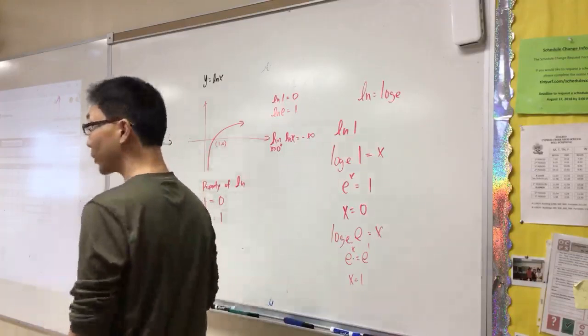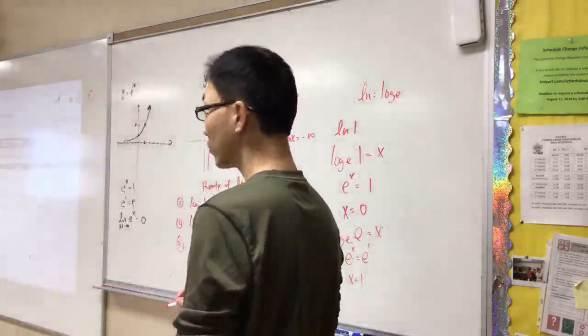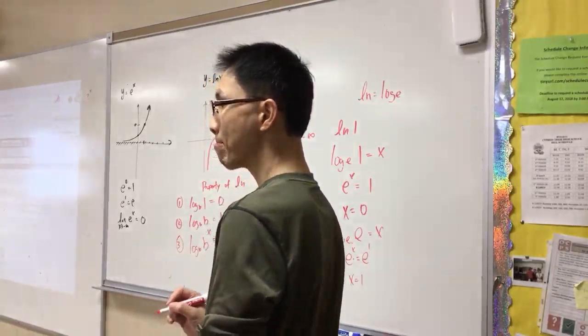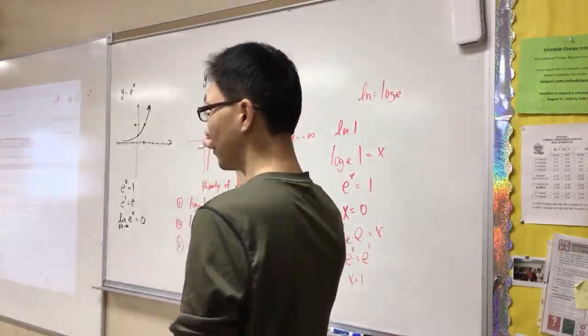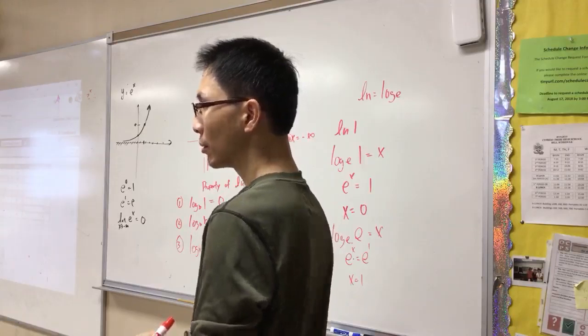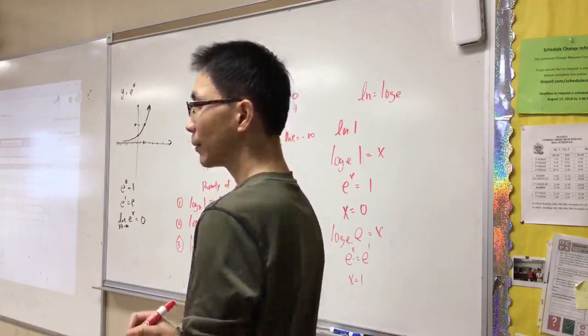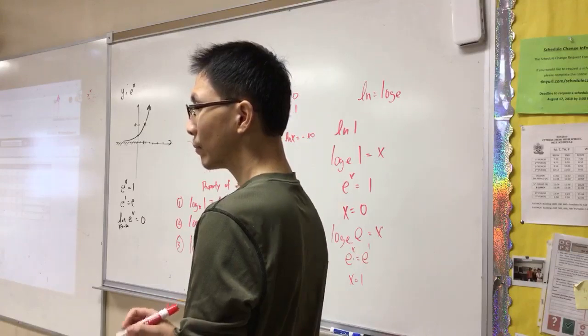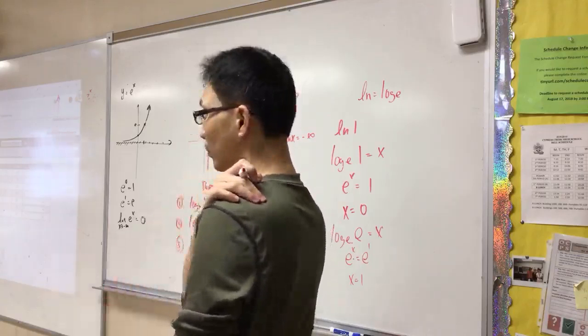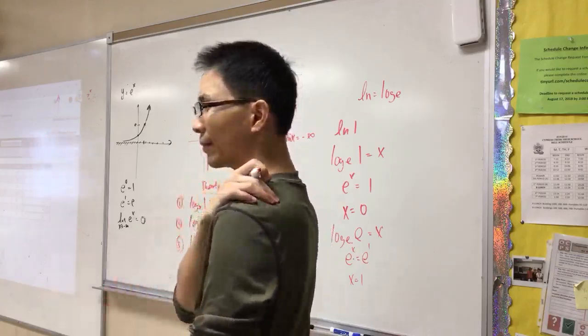What do you think this one's equal to? Log b of b to the x. So b of b to the x equals x.